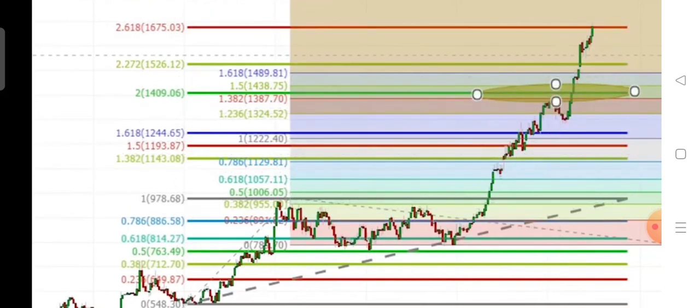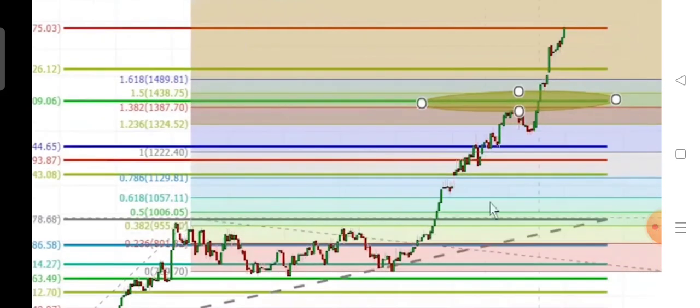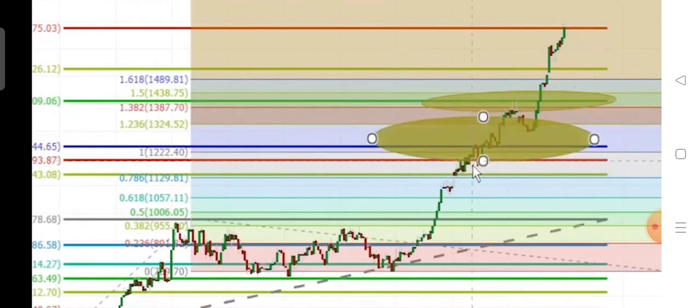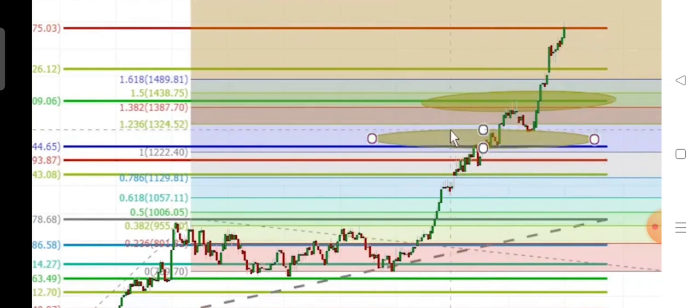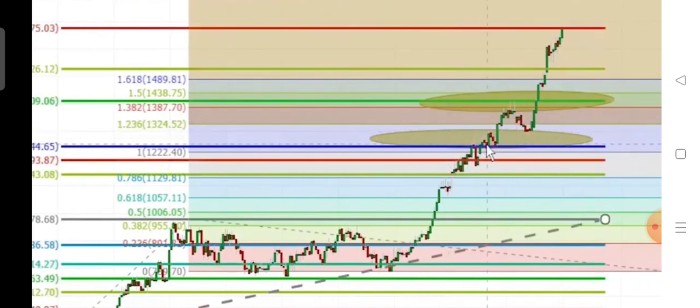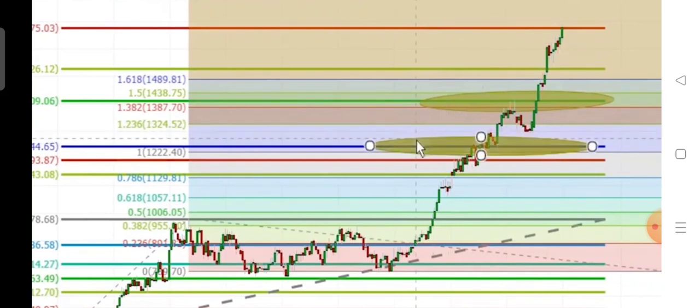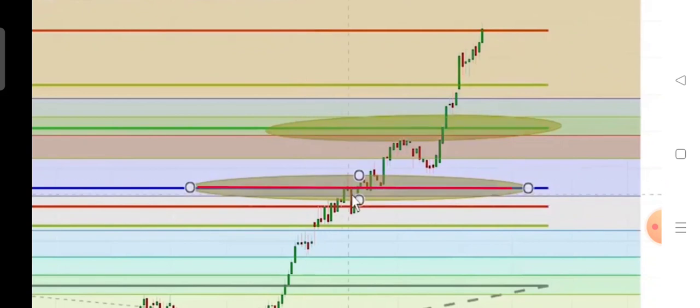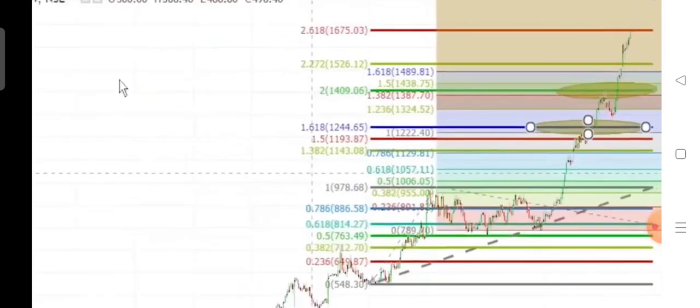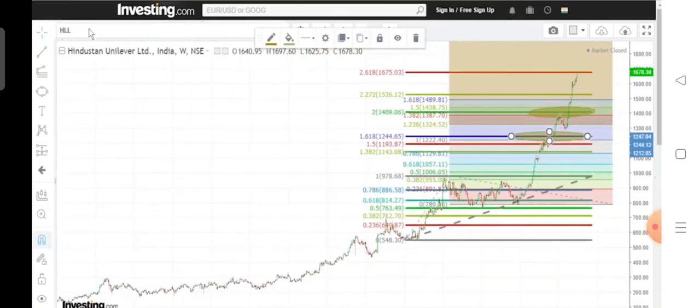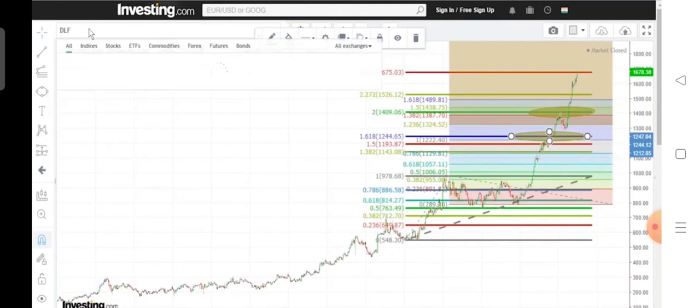Then when I look at the chart where earlier also there was a correction, we could see here also there was a potential cluster, right? And we could see that the market had initially taken some resistance around this level. Let me look at some other chart also. Let me look at the DLF chart.